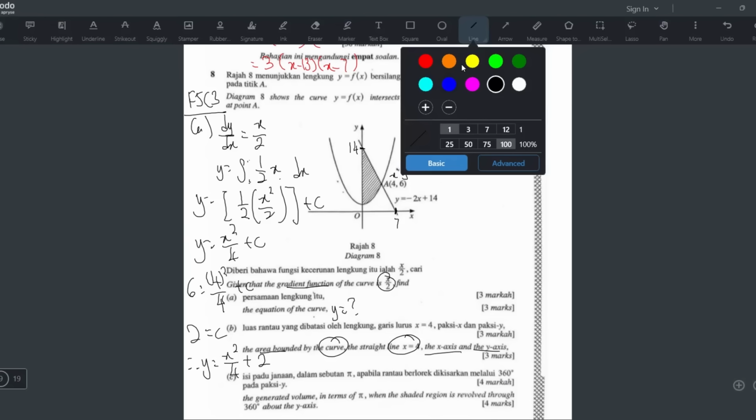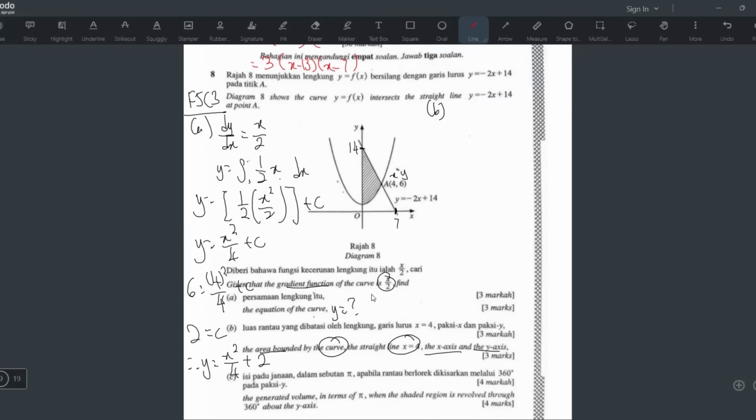Okay, I'm not going to use highlighter. I'm just going to use a red color pen. So area bounded by curve. So basically what it means is this curve, and then straight line x equals 4.